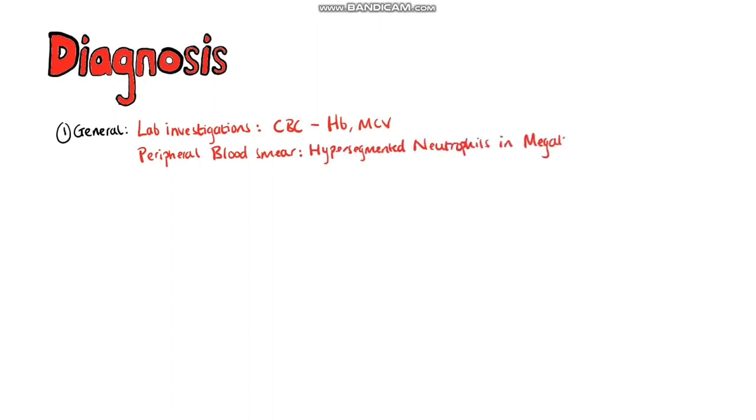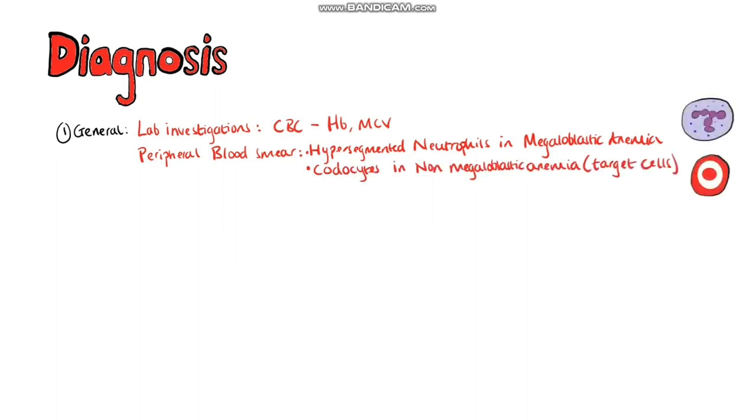Diagnosis generally involves looking at the complete blood count as usual, looking for hemoglobin, as well as the mean corpuscular volume. This would then allow us to establish the presence of anemia as well as to classify the anemia based on the MCV. Peripheral blood smear may show hypersegmented neutrophils, meaning neutrophils with nuclei with more than 6 lobes. This is a finding that is nearly pathognomonic for megaloblastic anemia. While in non-megaloblastic anemia, codocytes are often seen, which are also known as target cells. These have a central collection of hemoglobin surrounded by an area of pallor, which itself is surrounded by another collection of hemoglobin around the outside, giving it a target-like appearance.